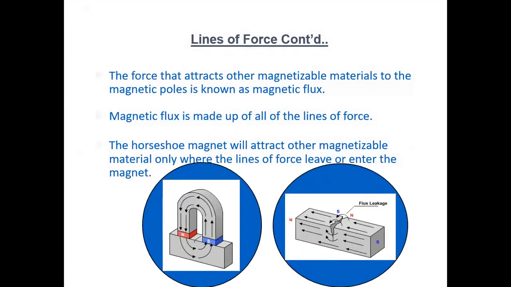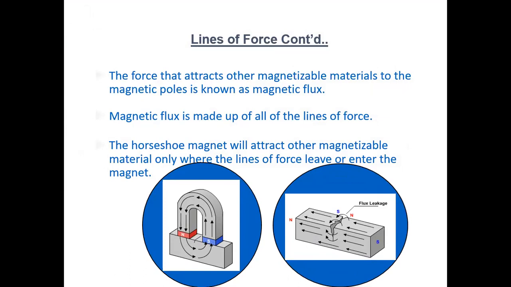The force that attracts other magnetizable material to the magnet poles is known as magnetic flux. Magnetic flux is made up of all the lines of force. Magnetic field or magnetic flux is made up of all of the lines of force, which means it is based on the total number of lines. If the lines of force are more, then the magnetic flux will be more. The magnetic field will be more.